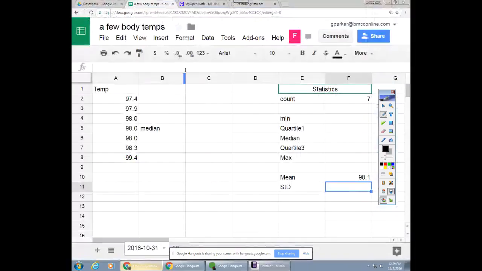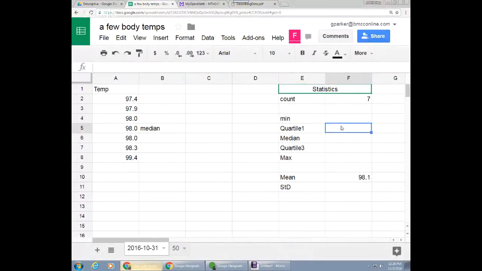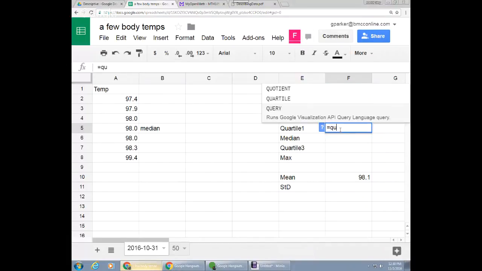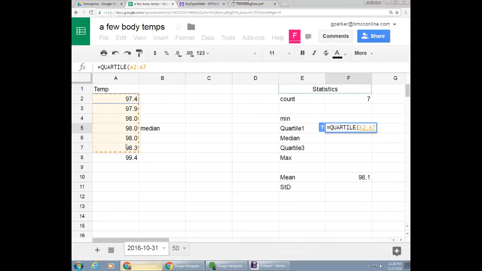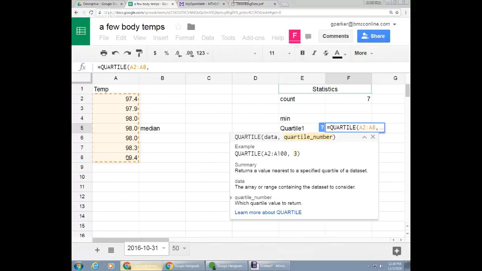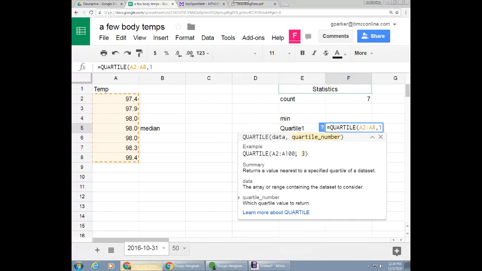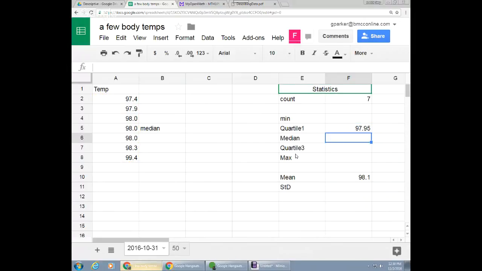So Google Sheets, so off to the side, I have a place for me to do the quartile. So I am going to type equals, and then I'm going to start typing quartile. And hey, check it out, there's a quartile command. So I click on it, and it says, where's your data? Right here. Comma, and then it says, which quartile do you want? And it says, how about 3? No, I don't want the third quartile. I want the first quartile. So I type a 1 for first quartile, and then I hit enter, and it says it's 97.95. That's a different number.